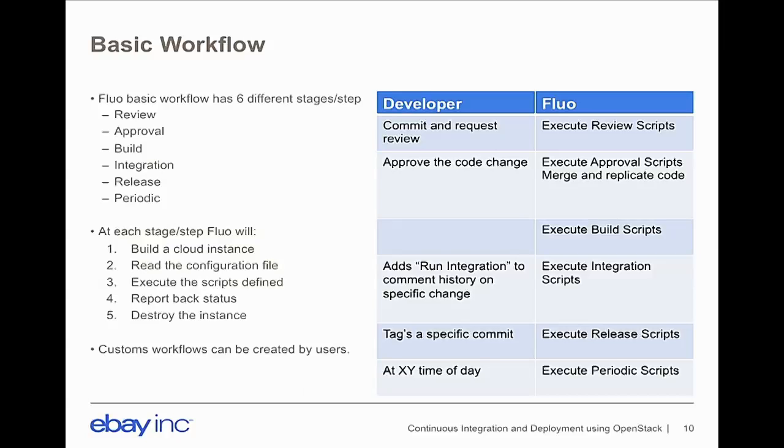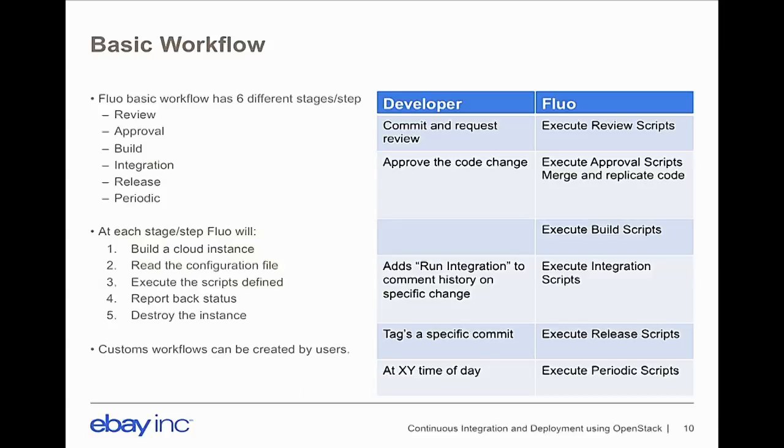The integration and build: the integration you can call at any time just by putting a comment into your own history of Git. Or if you go into Gerrit and set up a comment, you can just trigger it that way. We have the release and the periodic. Pretty much what it's doing at each of those steps are those five steps that are put out there.